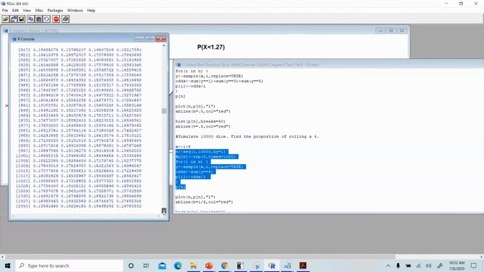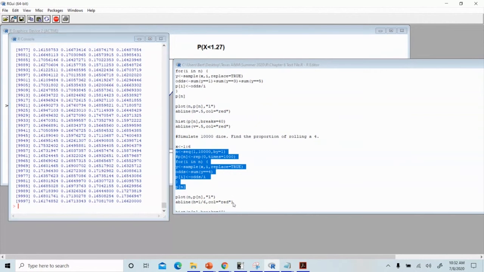Then what we start to notice is as I roll more and more, I start getting closer to 16%, 17%, 18%. But it still can vary a little bit. And as I get to 10,000, I converge to 16.6%.